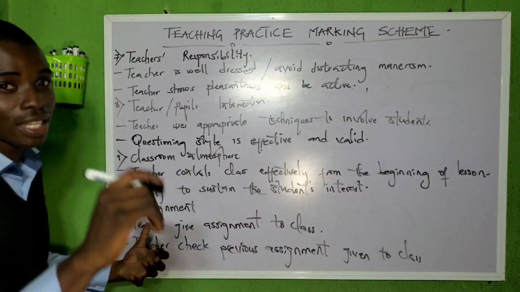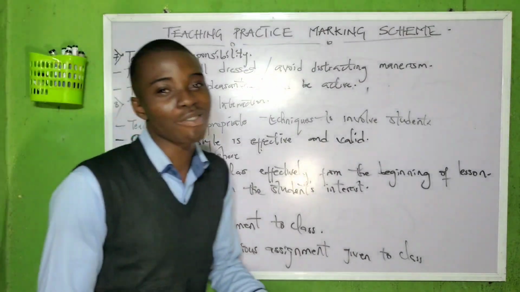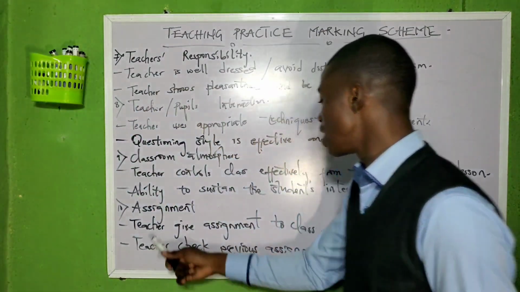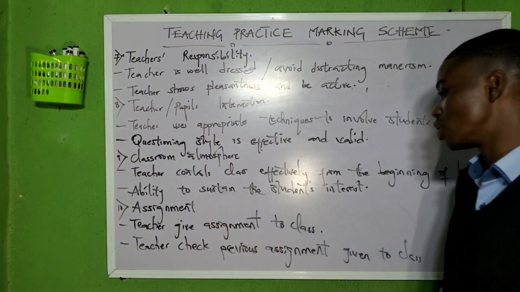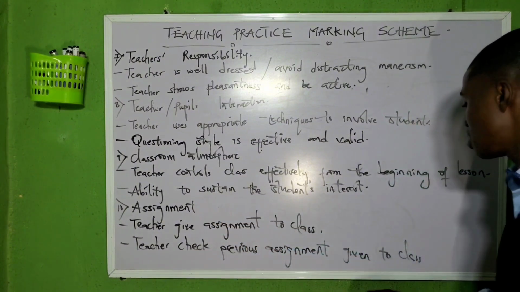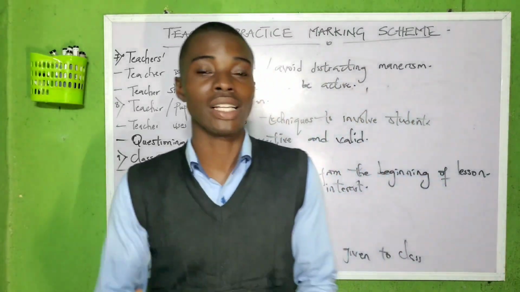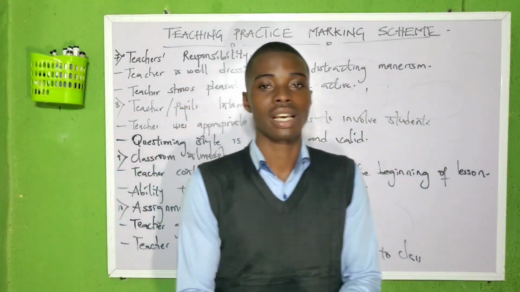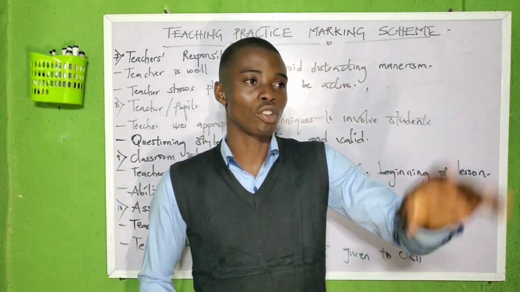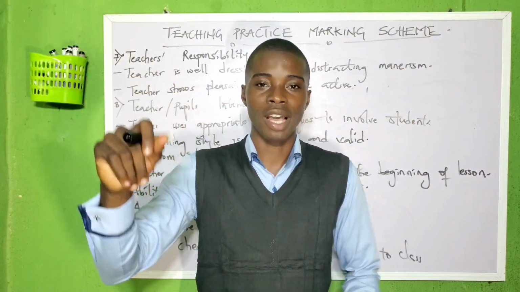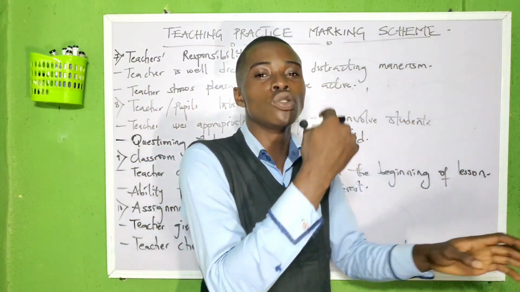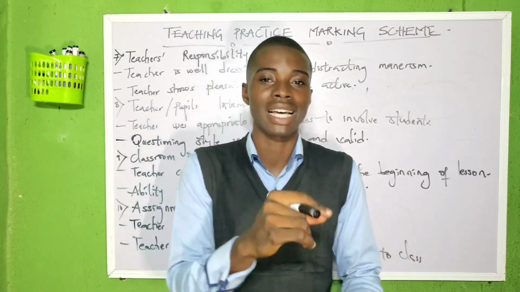Then the next thing, give them assignment. And after giving them assignment, it's actually here. Teacher gives assignment to the class, teacher checks previous assignment given to the class. Like what I do most times, immediately when I enter the class, I will tell them, if you know that you have not done my assignment, just signify. If you have done my assignment, who got 5/5, who got 4/5, so that the lecturer will know that I have already marked the assignment.